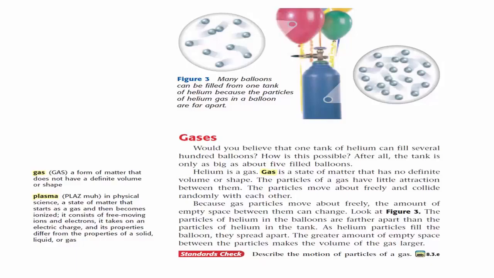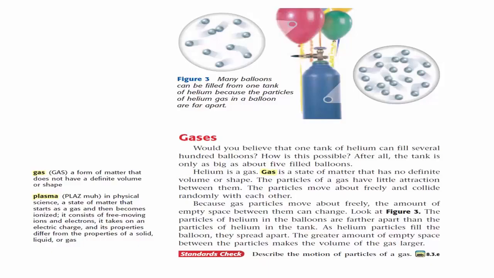Gases. Would you believe that 1 tank of helium can fill several hundred balloons? How is this possible? After all, the tank is only as big as about 5 filled balloons. Helium is a gas. Gas is a state of matter that has no definite volume or shape. The particles of a gas have little attraction between them. The particles move about freely and collide randomly with each other.